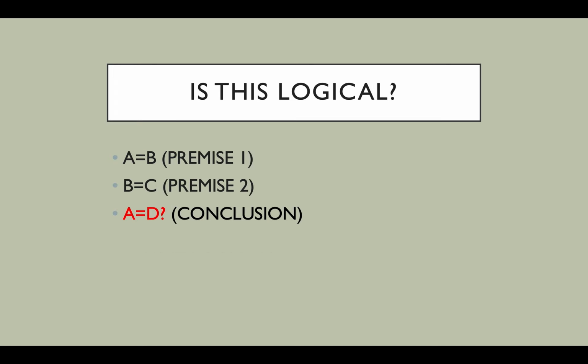So then, is this logical? As I asked, if A equals B, you can maybe posit that as premise number 1, and then B equals C as premise number 2, and then A equals D, the third element, would be a kind of conclusion. So then how would we apply this structure and formula to a way an academic paper is written?